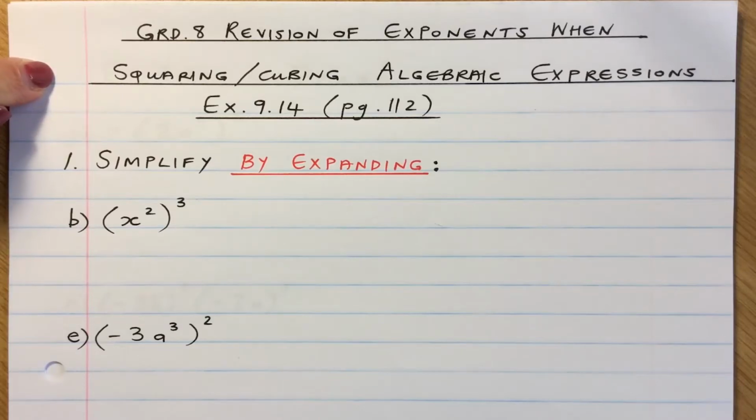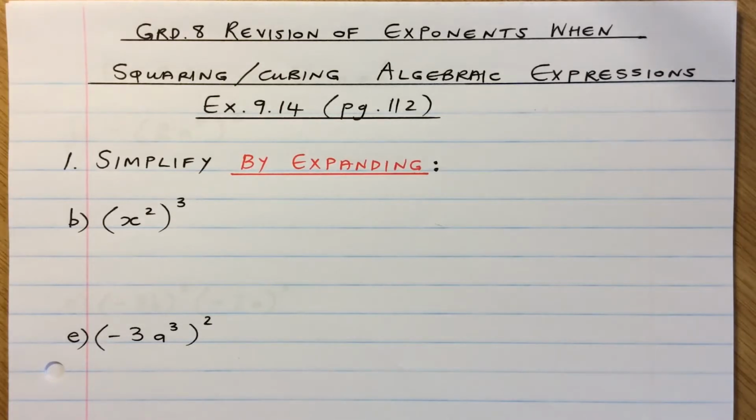Grade 8, this is Mrs. Fell. I'm going to be going through selected examples with you from exercise 9.14 in your textbook, and it revises exponents when we're squaring or cubing algebraic expressions. So you can do this in your books with me as examples, and then I'm going to leave you to do the rest of the exercise on your own, and then you'll see that a fully worked memo will be uploaded so that you can mark yourself from there.